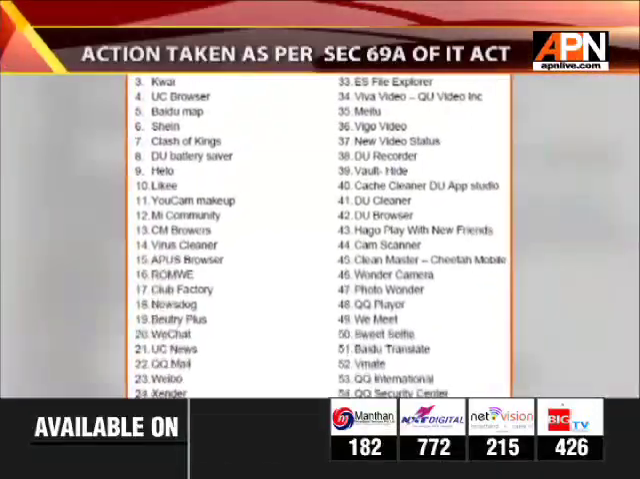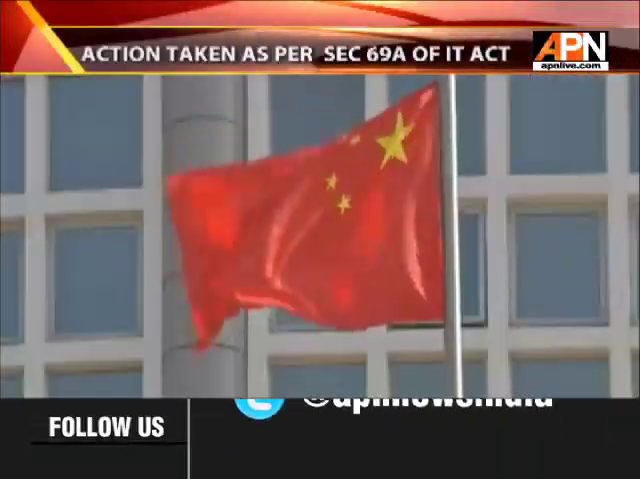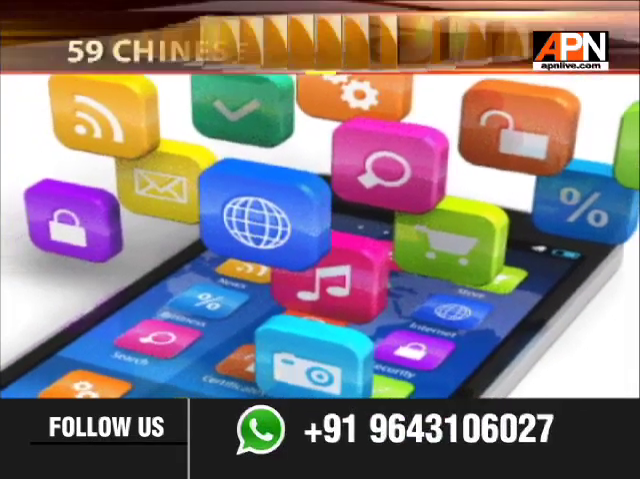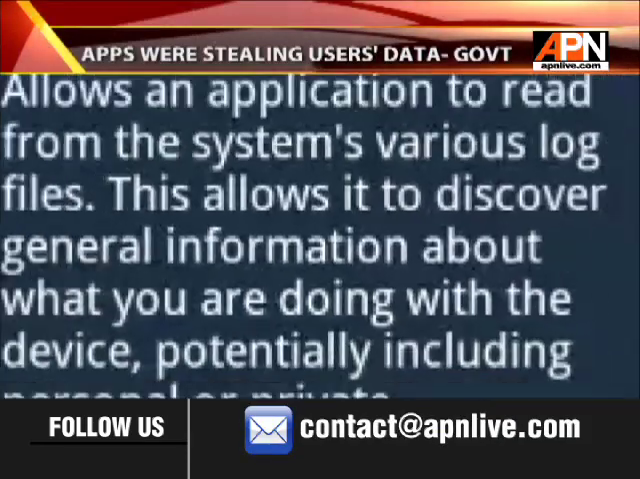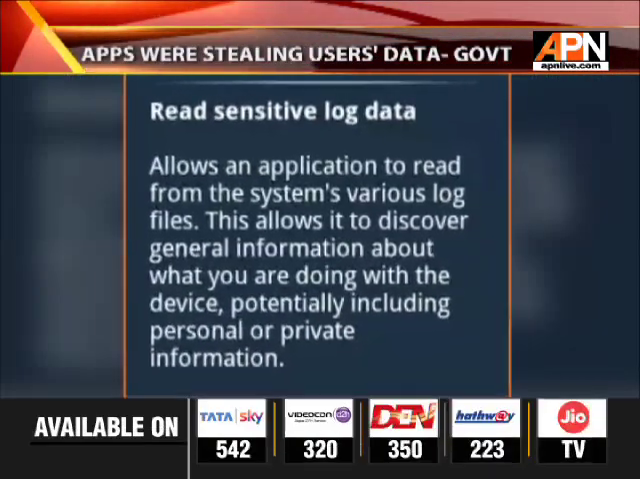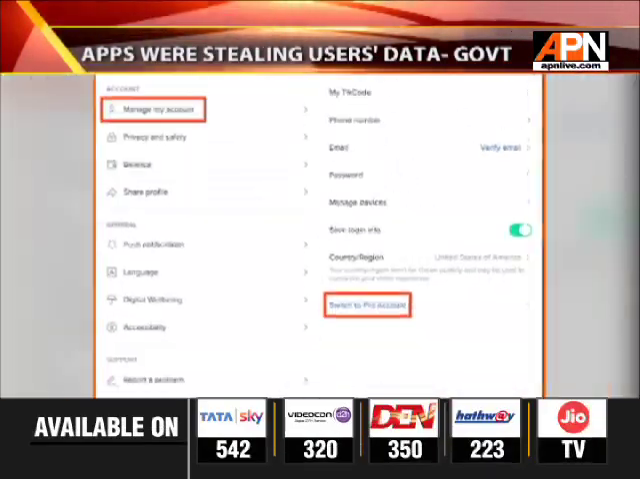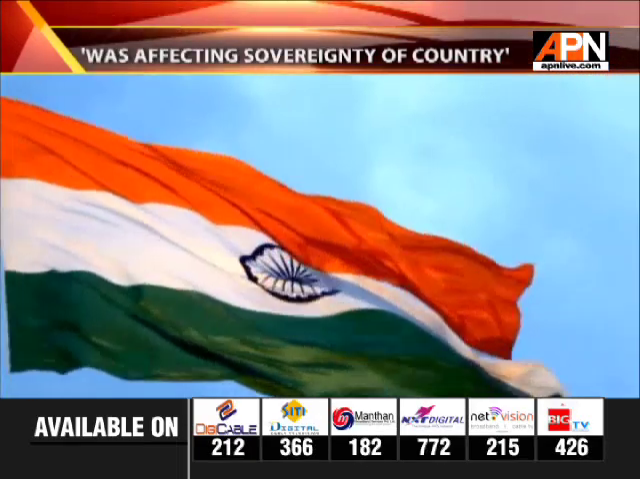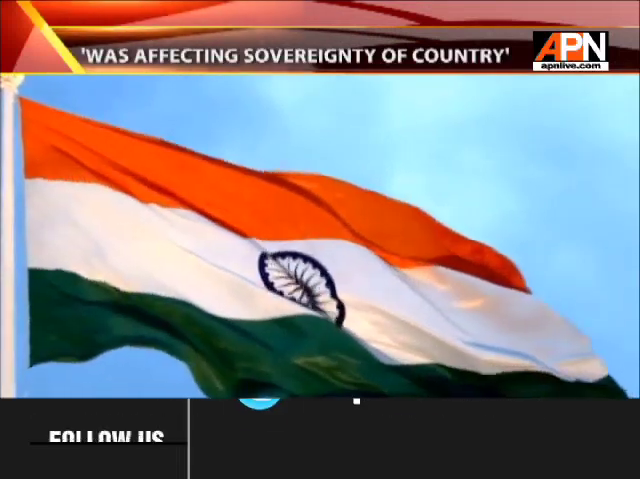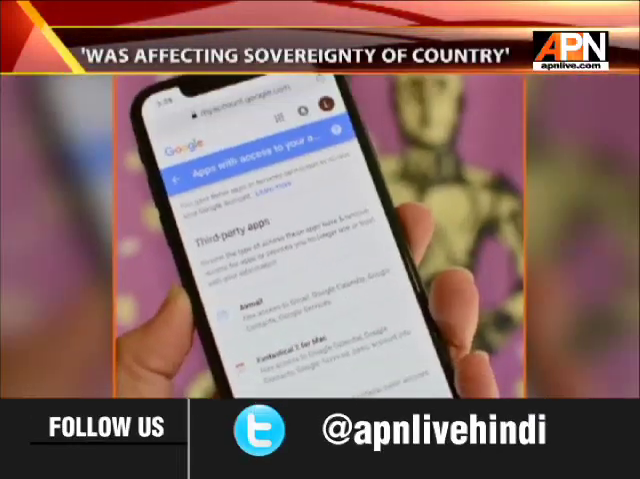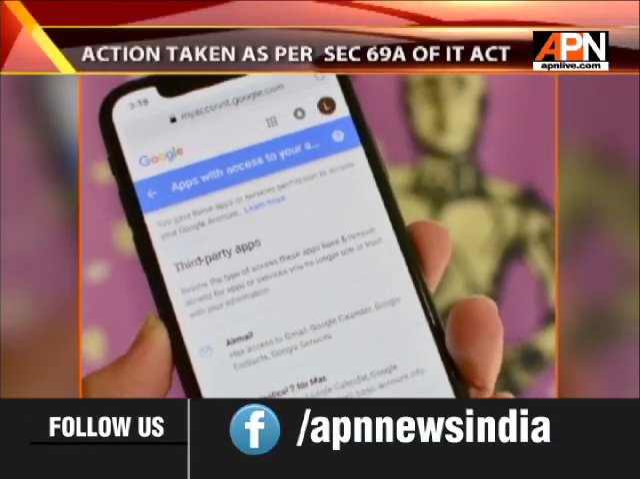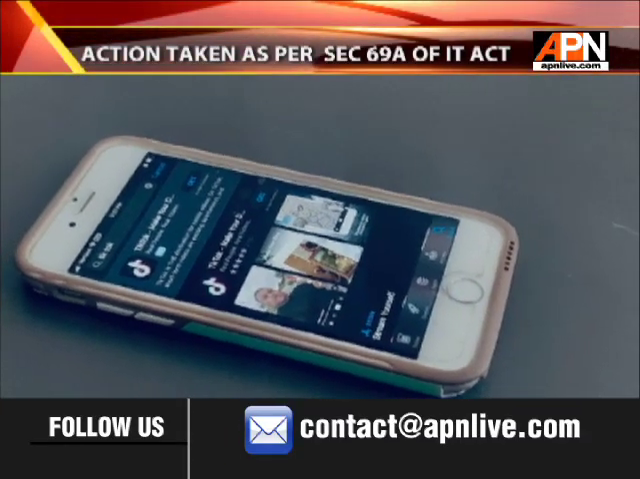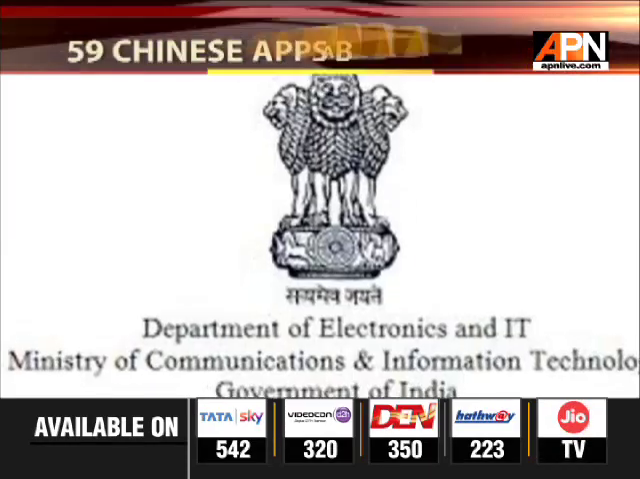The ban on 59 apps originating from China has been enforced under Section 69A of the Information Technology Act 2000, which empowers the government to issue directions for blocking public access of any information through any computer's resources in the interest of sovereignty and integrity of India, defense of India, security of the state, friendly relations with foreign states, or public order, or for preventing incitement to the commission of any cognizable offense relating to the above.